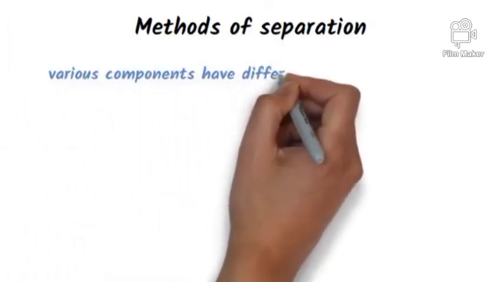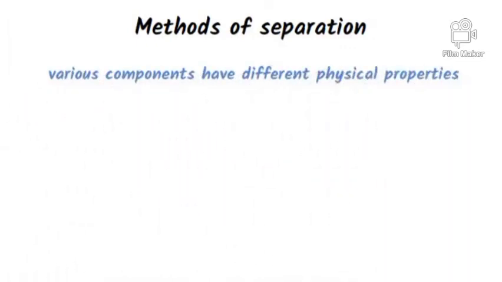Methods of separation. The various components of a mixture have different physical properties such as hardness, density, solubility, size of particles, behavior towards magnet, volatility, boiling points, etc. So when we want to separate the components of a mixture, we should first find out some properties which would be different for different components.